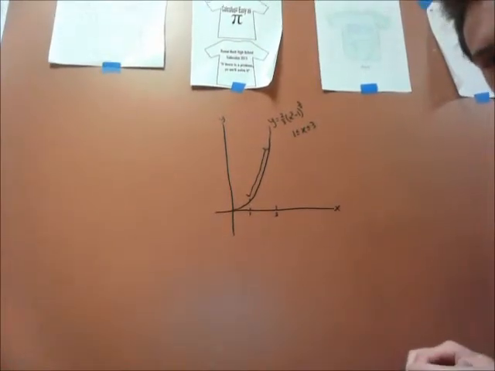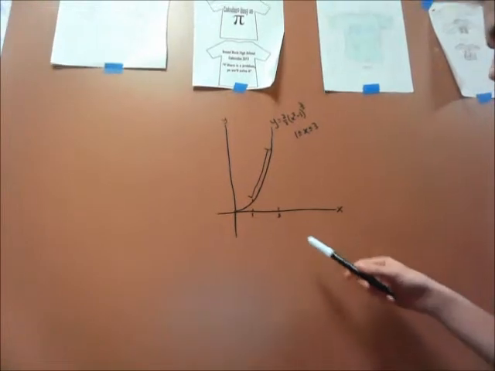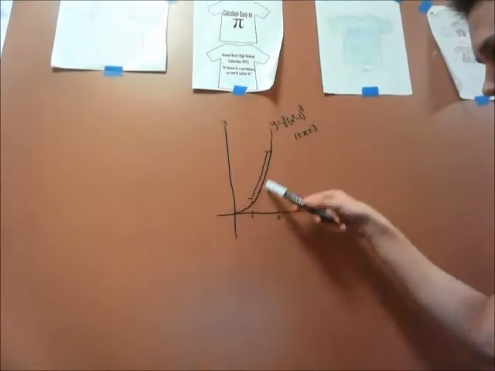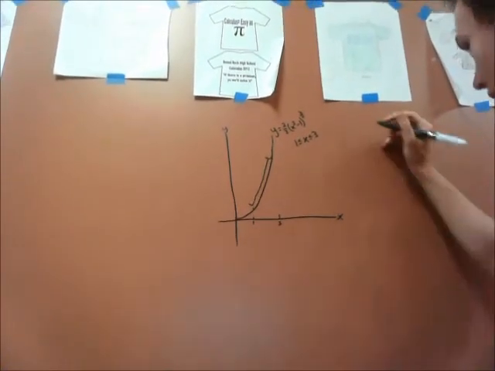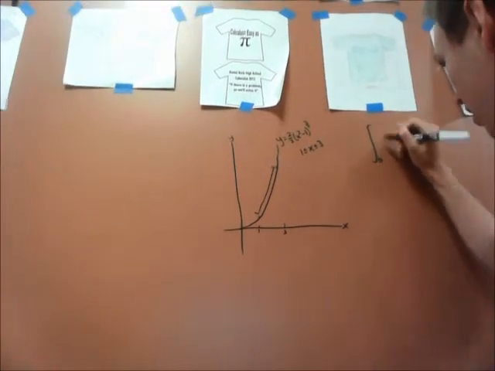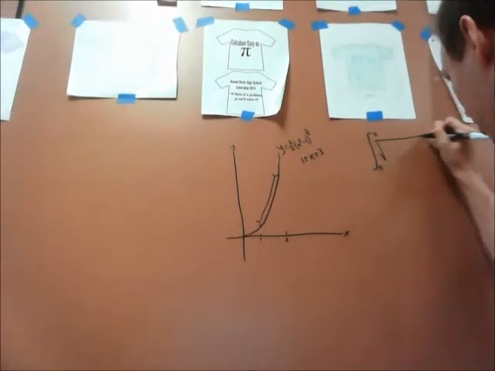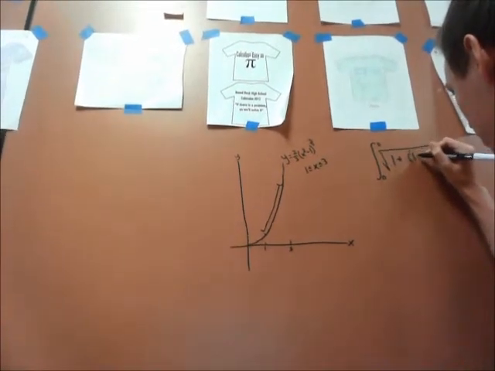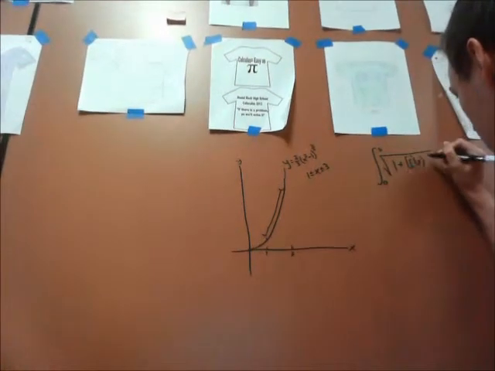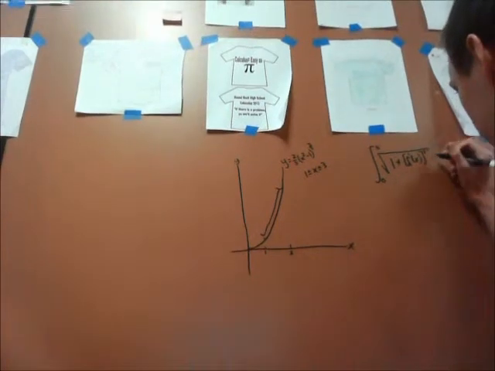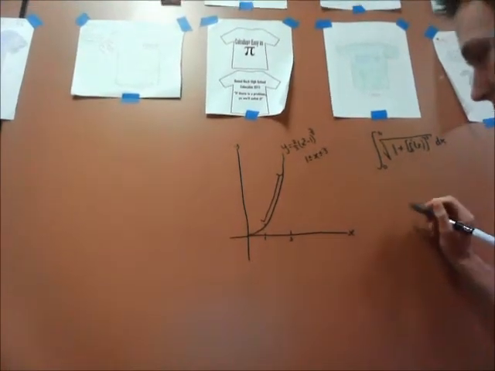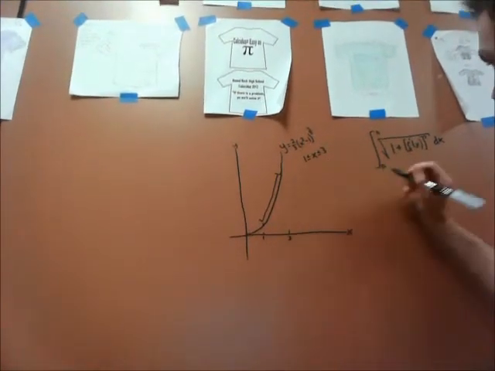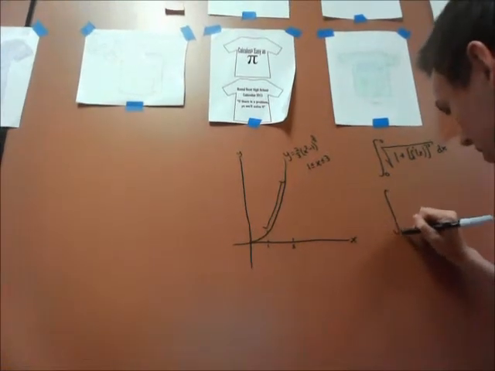This is section 8.1, which is arc length. So we want to find the length of the curve from here to here, and the formula for arc length is the integral from a to b of the square root of 1 plus f prime of x squared. For this one, it's from 1 to 3, so a and b are 1 and 3 respectively.